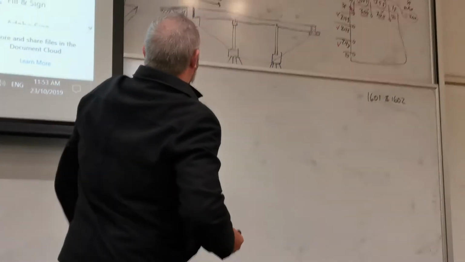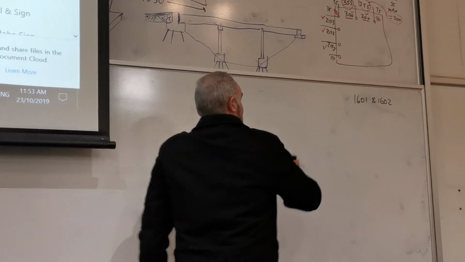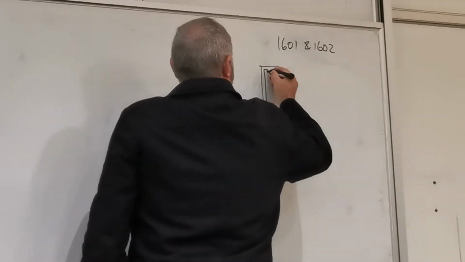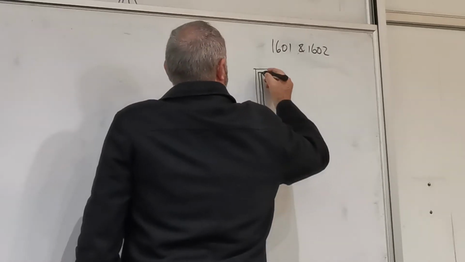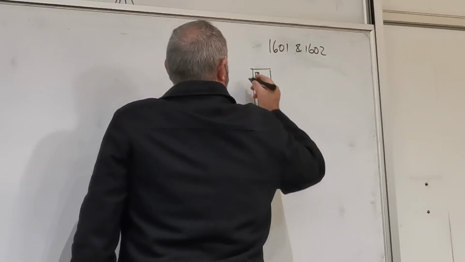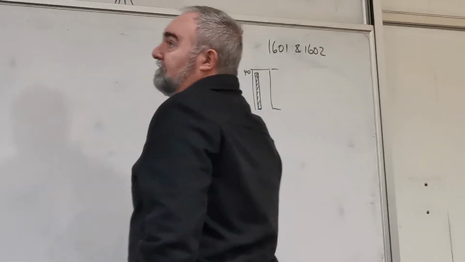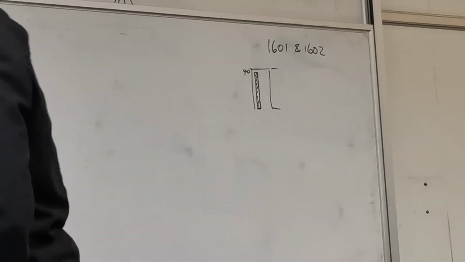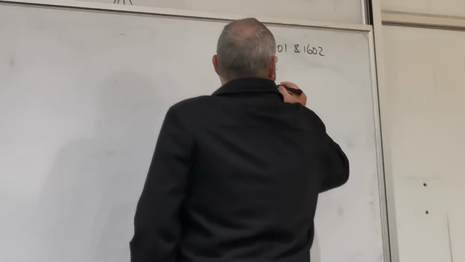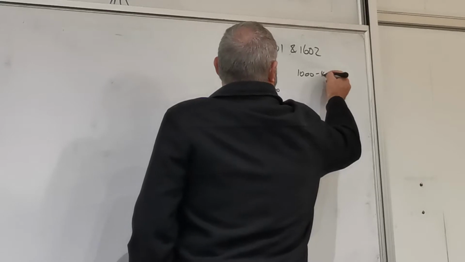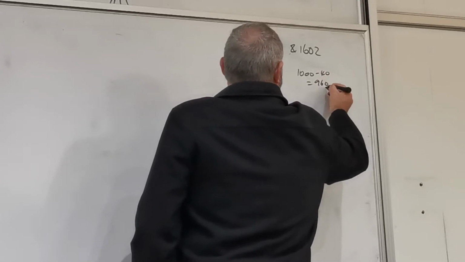Okay, so 1601 is going to be equal to the length of the top section minus the cover. The cover is 40, and the length of that is equal to 1,000. So it's 1,000 minus 40, which equals 960.